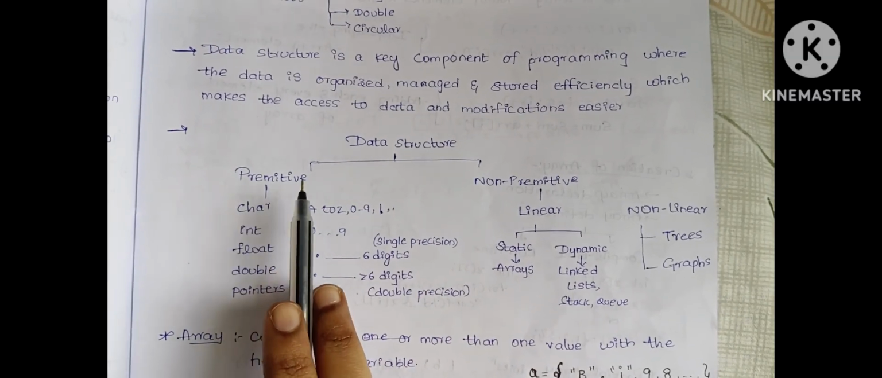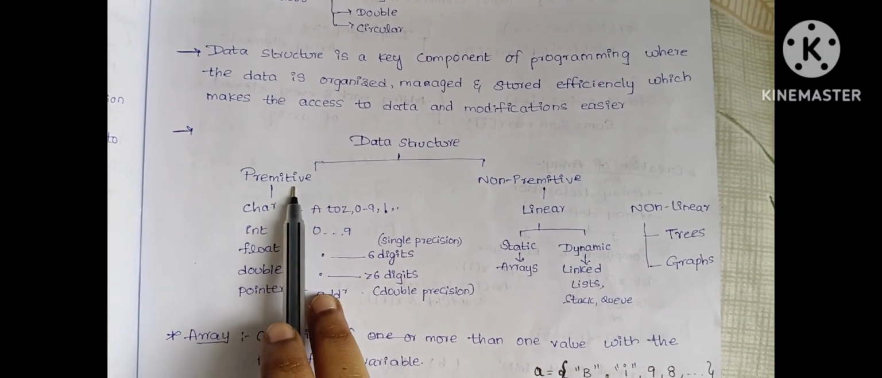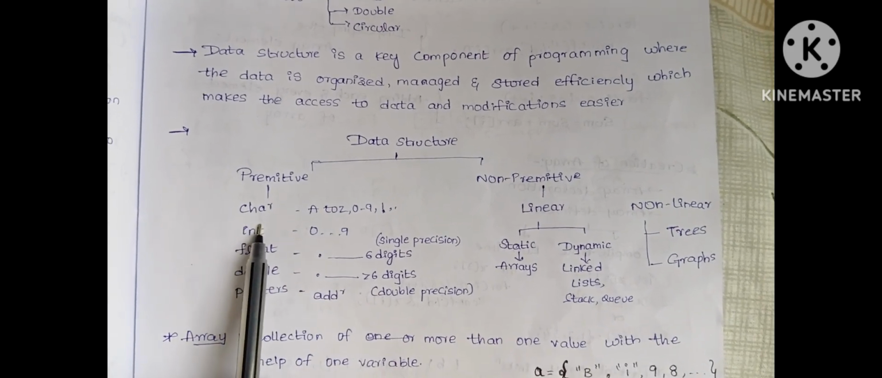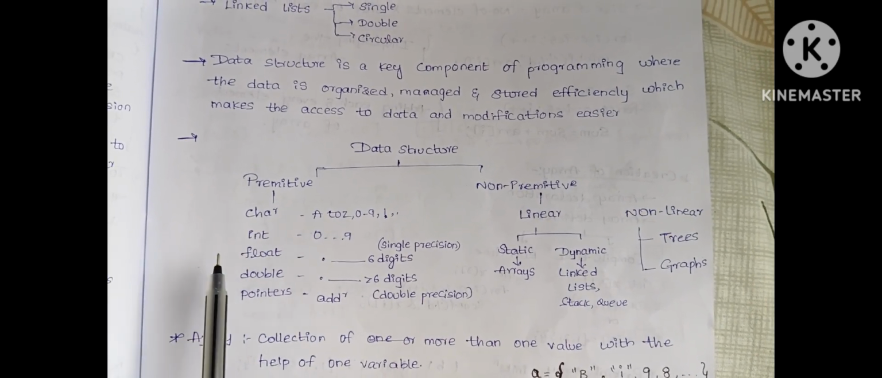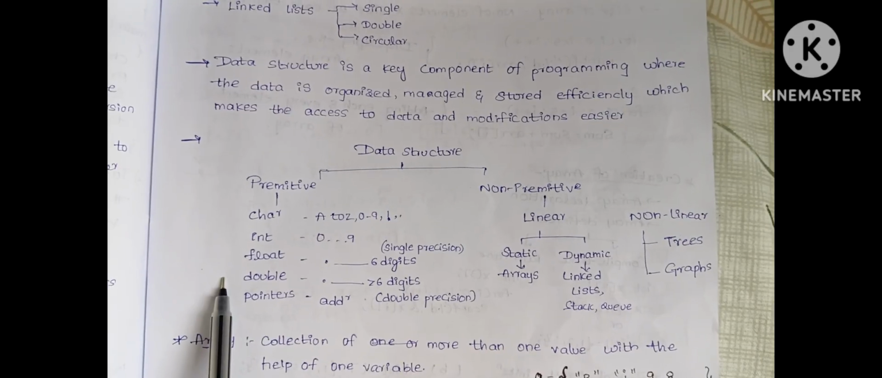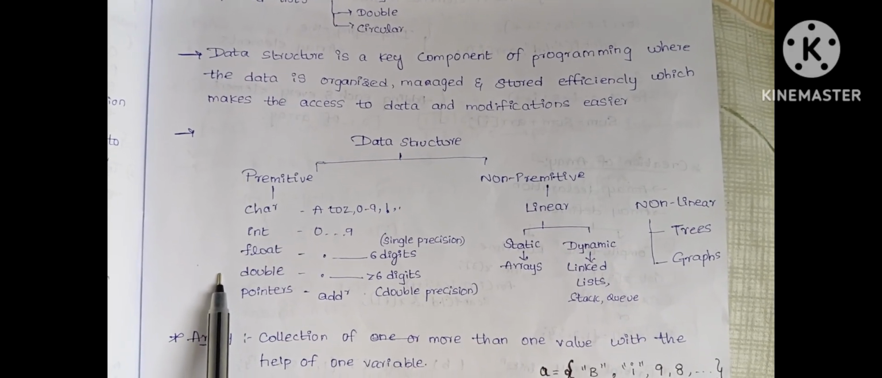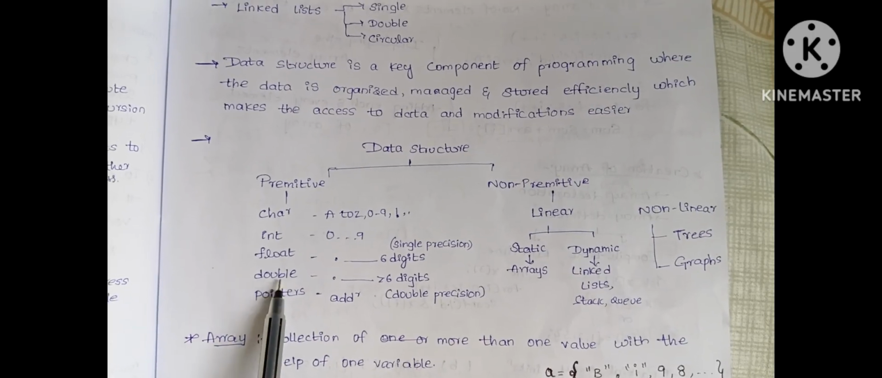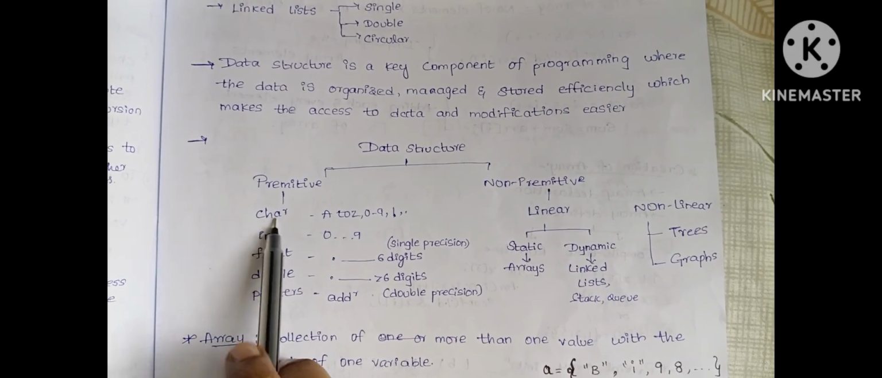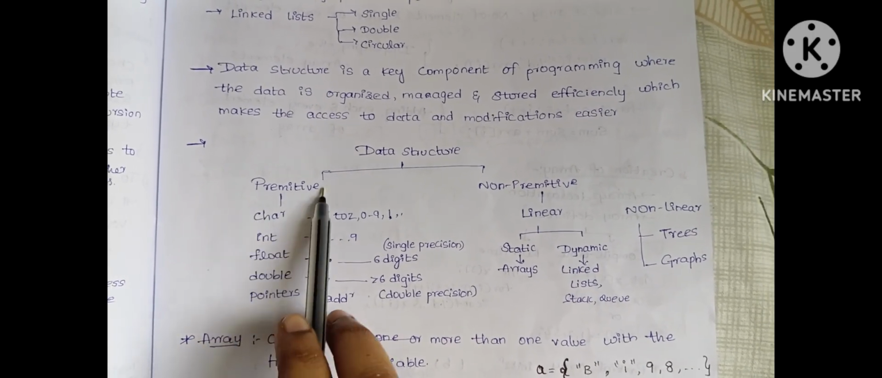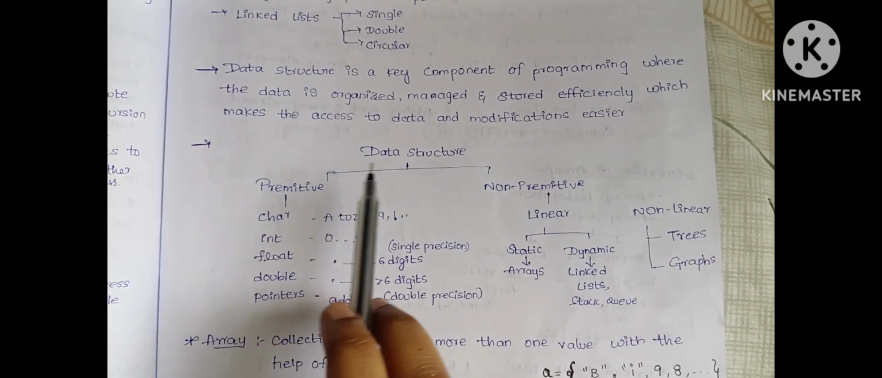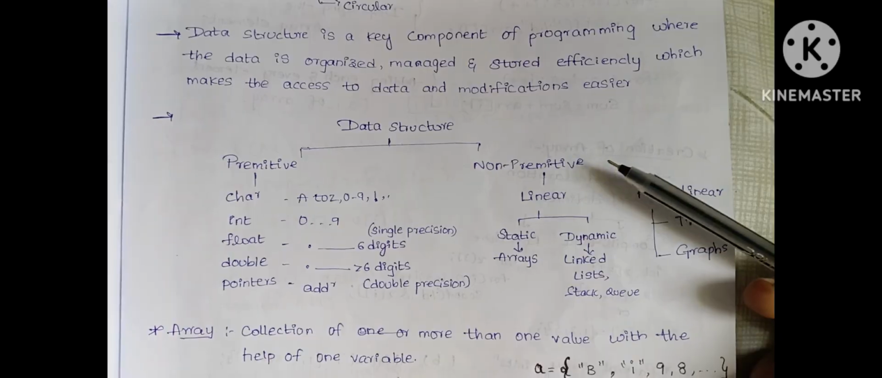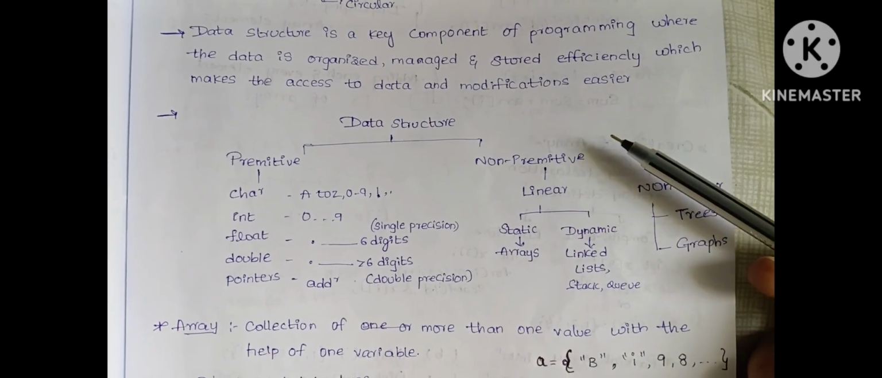So primitive, let us see one by one. Okay, so first let us start with primitive. Primitive is nothing but the data types, which we are learning from first year itself. What are the data types? Int, char, float, double, pointers. These are all the data types. So all these data types come under the primitive classification type of your data structure. And the second classification is your non-primitive one.